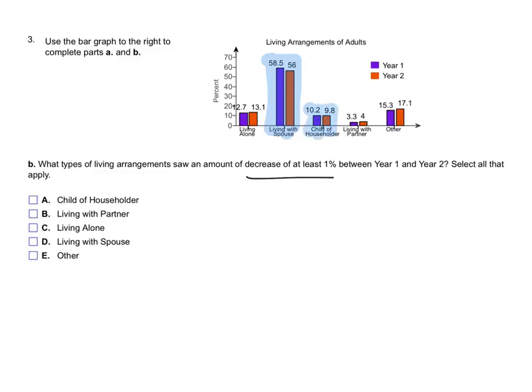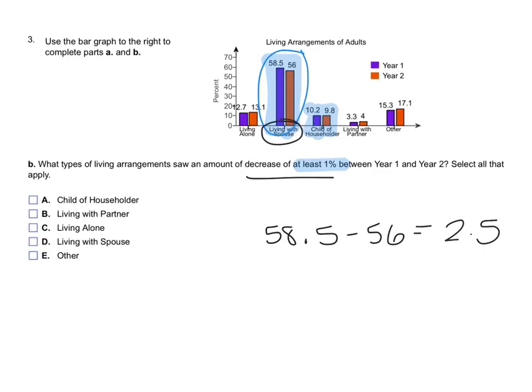Now I want to compare the two bars to see if we have a decrease of at least 1%. If we look at the first group I highlighted, we're going to take the purple bar, which is 58.5, and subtract the red from it. So 58.5 minus 56 gives me 2.5. So that's a decrease of at least 1%. So that means that living with a spouse will be checked in my answer choices.